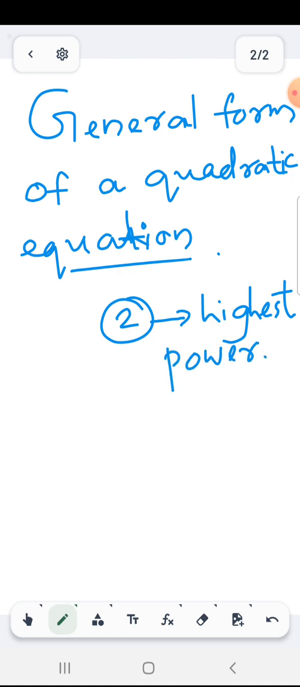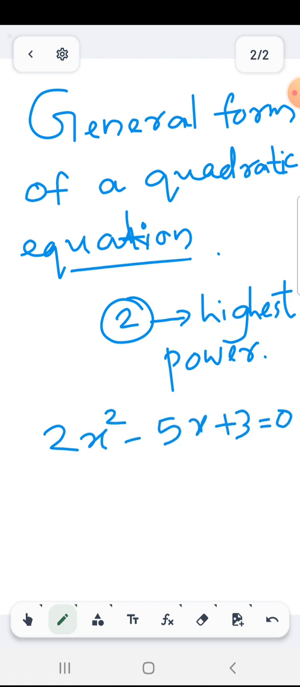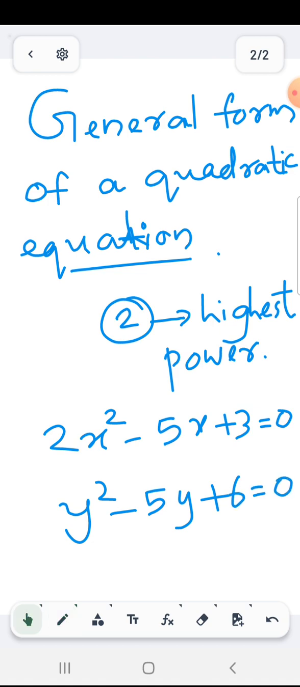For example, we have 2x square minus 5x plus 3 equal to 0. This is a quadratic equation because the highest power of the variable x is here 2. Another example, we have y square minus 5y plus 6 equal to 0. Here the variable is y, but the highest power of y is 2. So if the highest power of a variable in the equation is 2, that equation is called a quadratic equation.